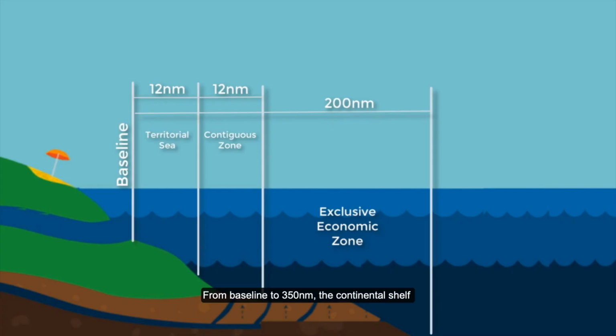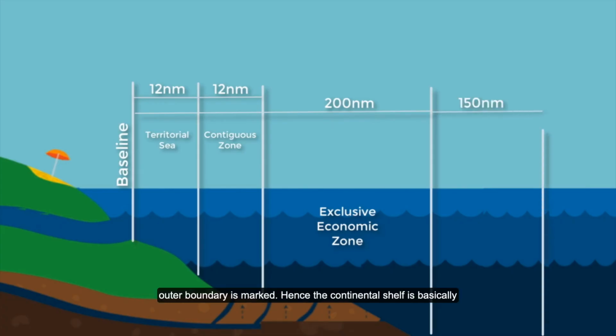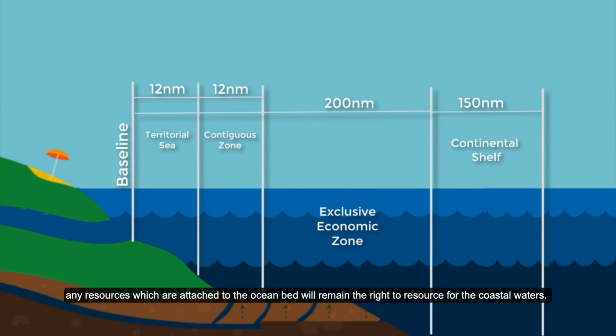From the baseline to 350 nautical miles, the continental shelf outer boundary is marked. Hence, the continental shelf is basically between 200 nautical miles and 350 nautical miles. The law of the sea states that any resources which are attached to the ocean bed will remain the right to resource for the coastal state.